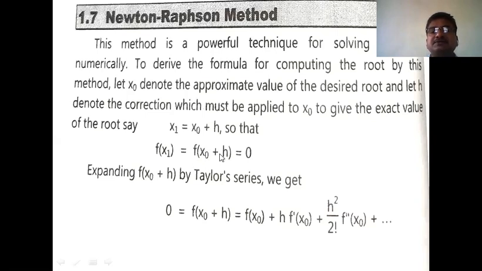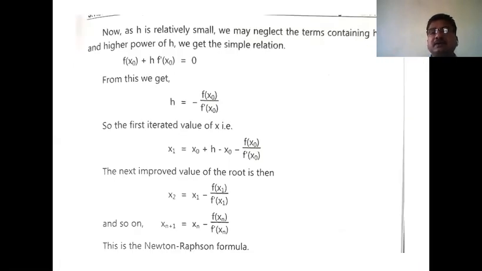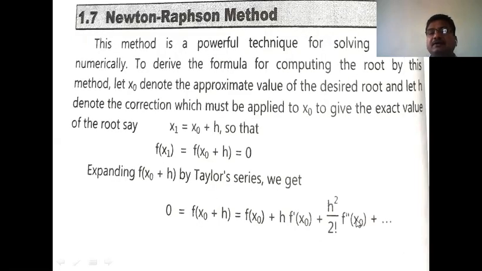What is the expansion of this f of x0 plus h? It is f of x0 plus h f dash x0 plus h square by 2 factorial f double dash x0, and the next term is h cube by 3 factorial f triple dash x0. This is the expansion by using Taylor's theorem. Here we neglect the terms h square by 2 factorial f double dash x0 and all the remaining terms. Why? Because h is small. This is the error between the correct root and the approximate root, and this h is very small.